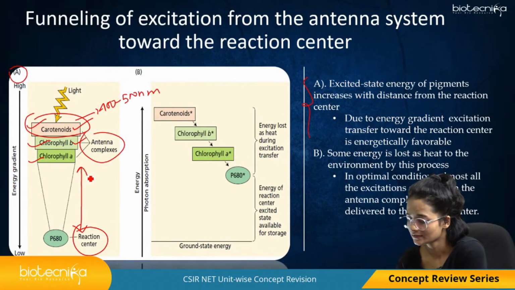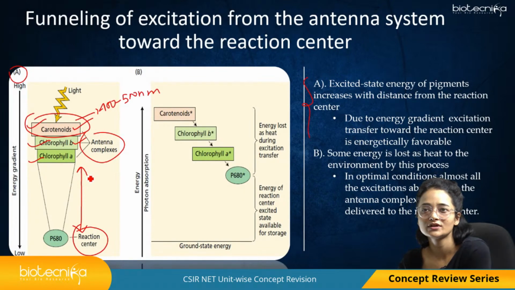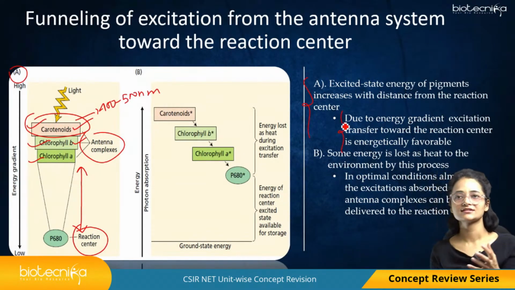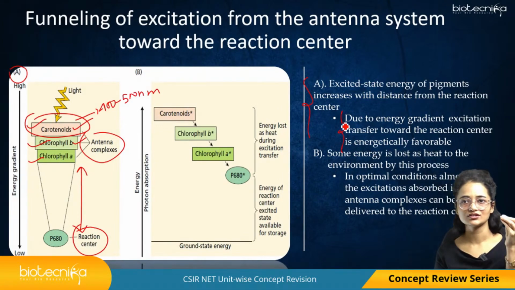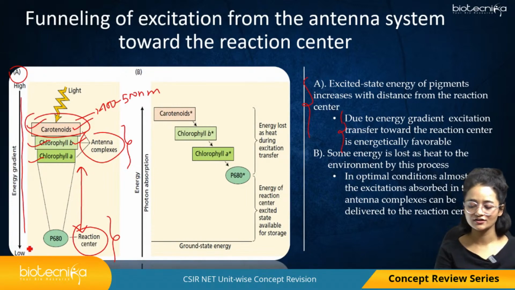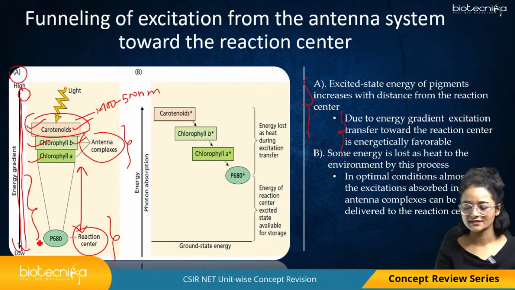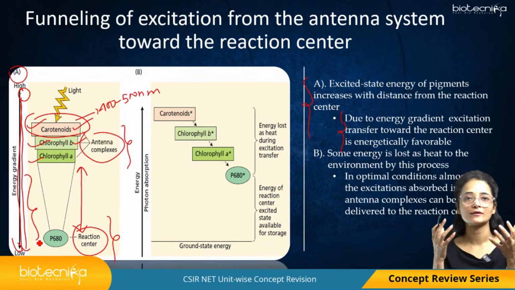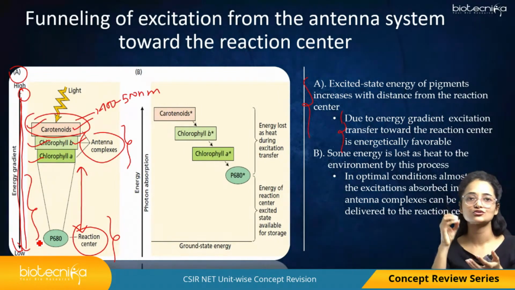Then it says that due to the energy gradient, excitation transfer toward the reaction center is energetically favorable. So here, what is happening is that the excitation is transferred from the complex to the reaction center. The energy is lowering from high to low. This is the highest point and this is the lowest point. So this energy gradient is favorable for transferring the energy from the pigments to the reaction center.